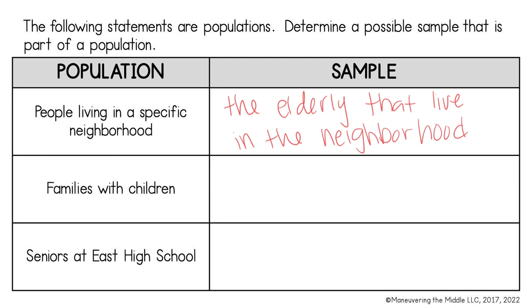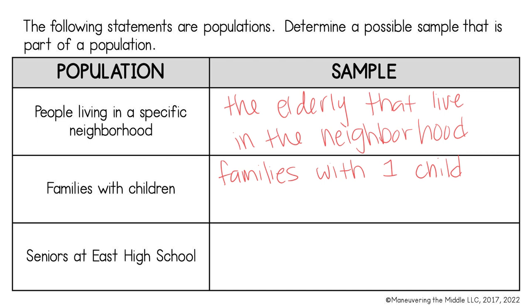Families with children is the population. Samples can be a family or the families with one kid or child. It could be families with 5 kids, families with 2 kids, families with daughters. Anything as long as it's still families with children.